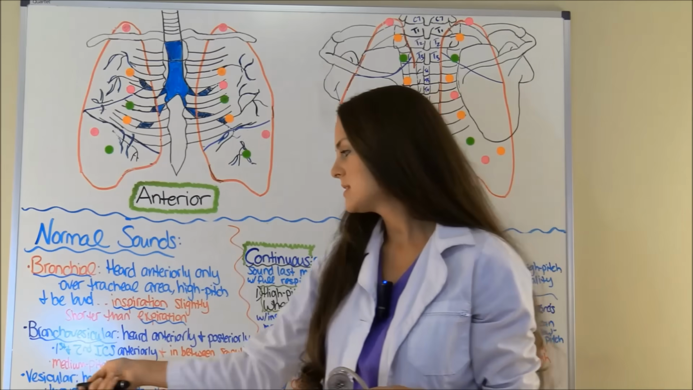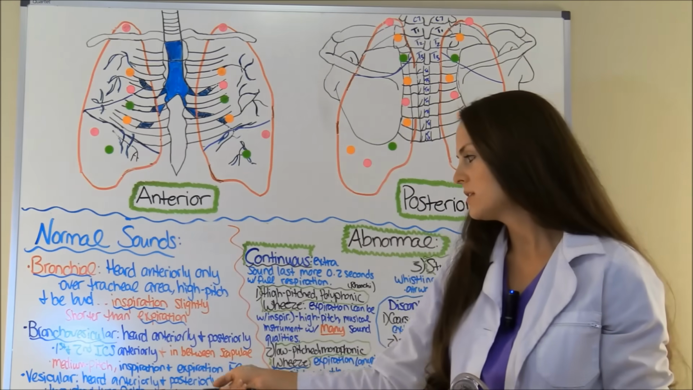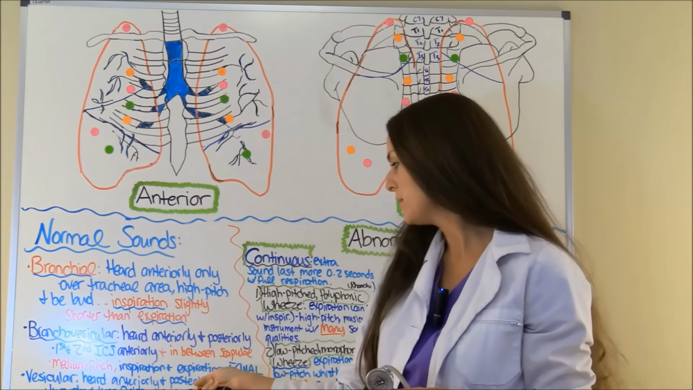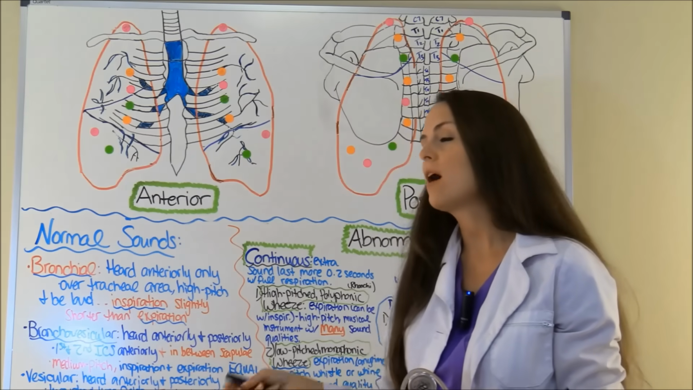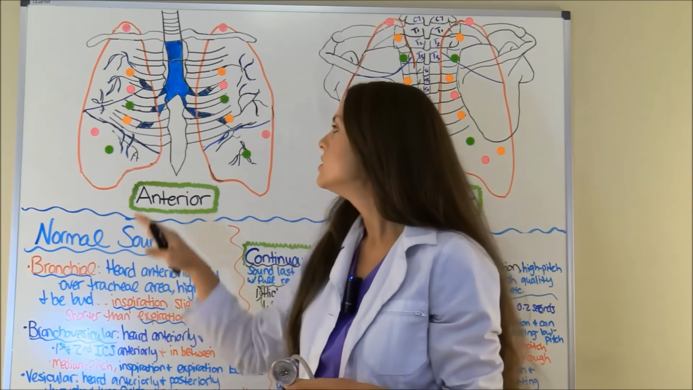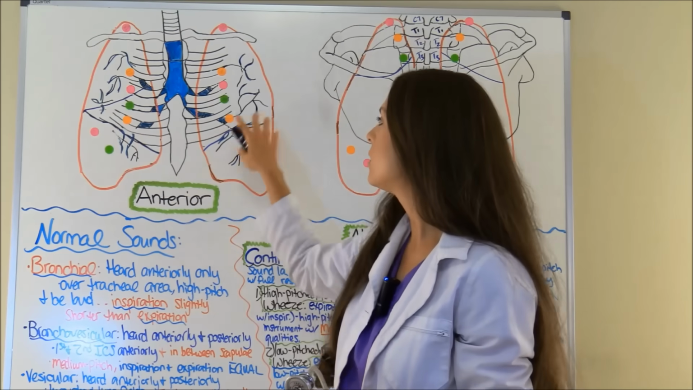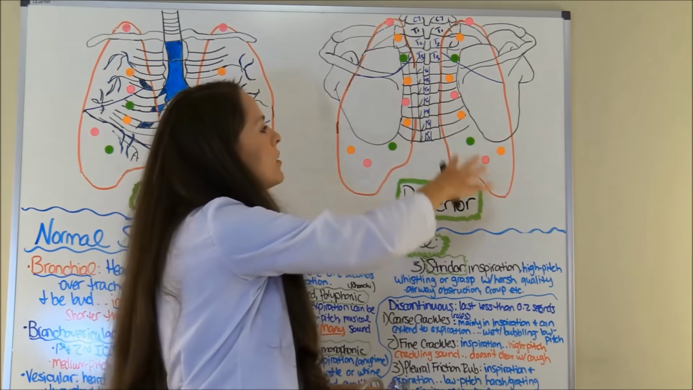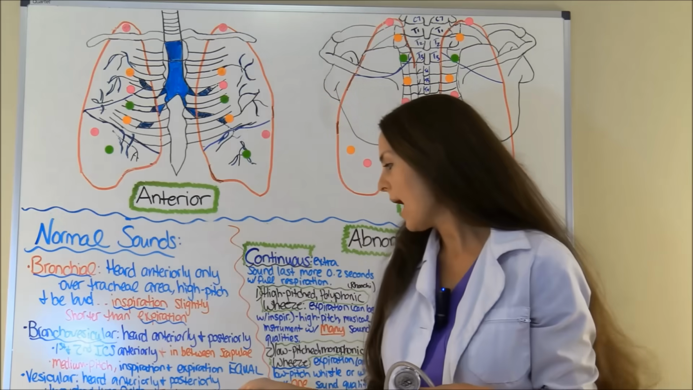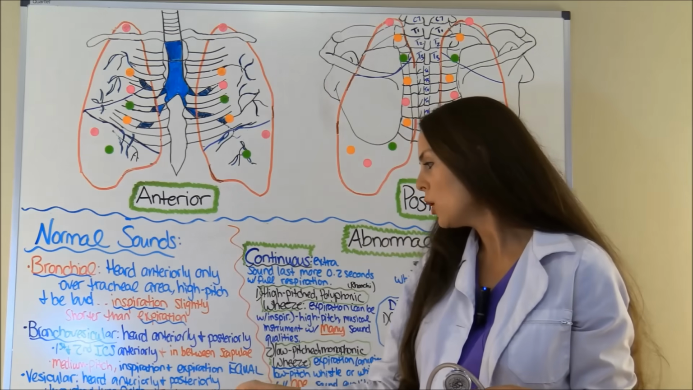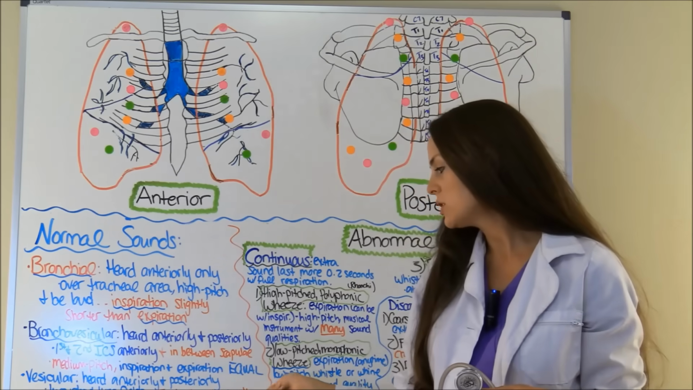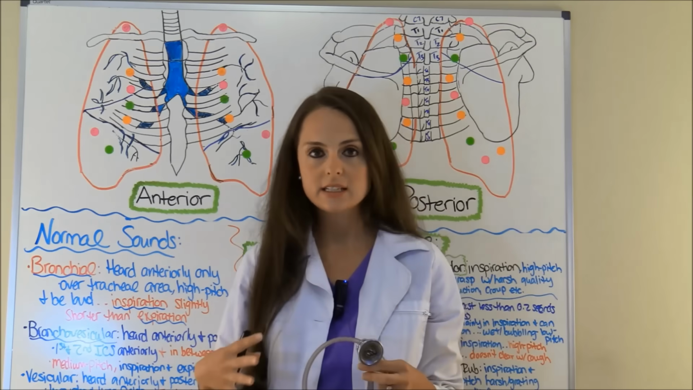And the third breath sound is called vesicular. This is heard again both anteriorly and posteriorly, and it is heard throughout the peripheral lung field. So you're going to be hearing these all throughout in this area over here anteriorly and posteriorly. And it will have a low pitch that will be sort of soft, and inspiration will be greater than expiration.